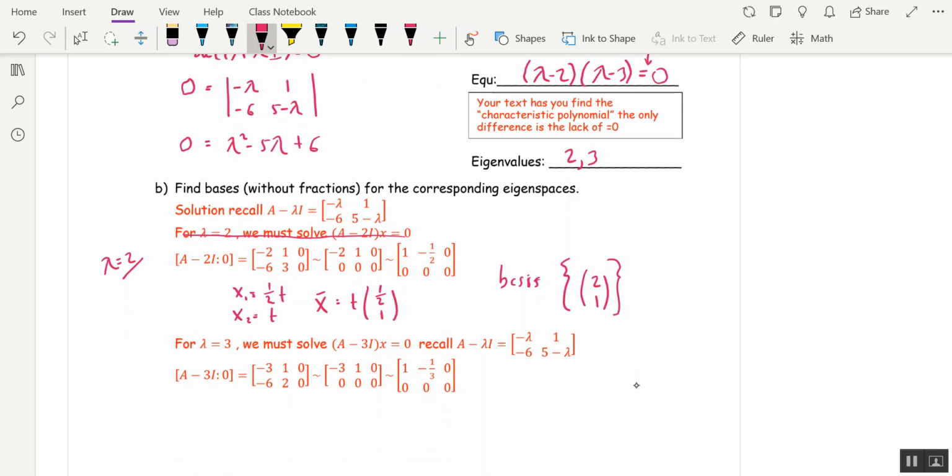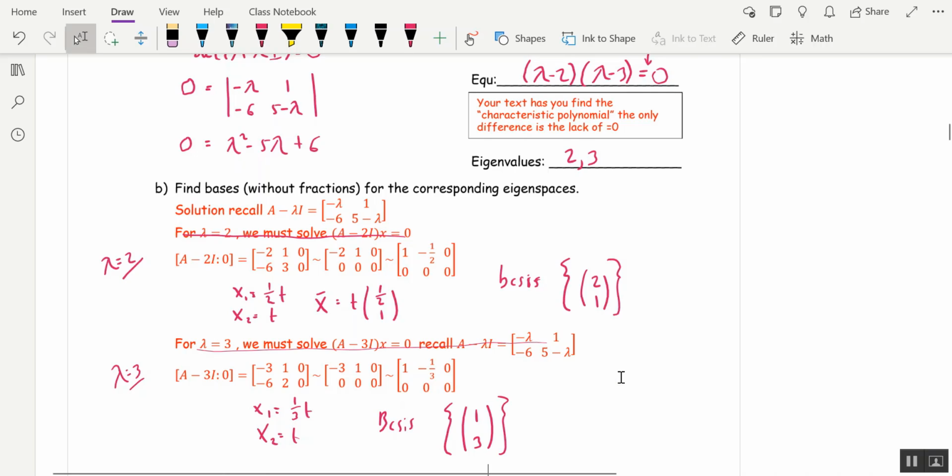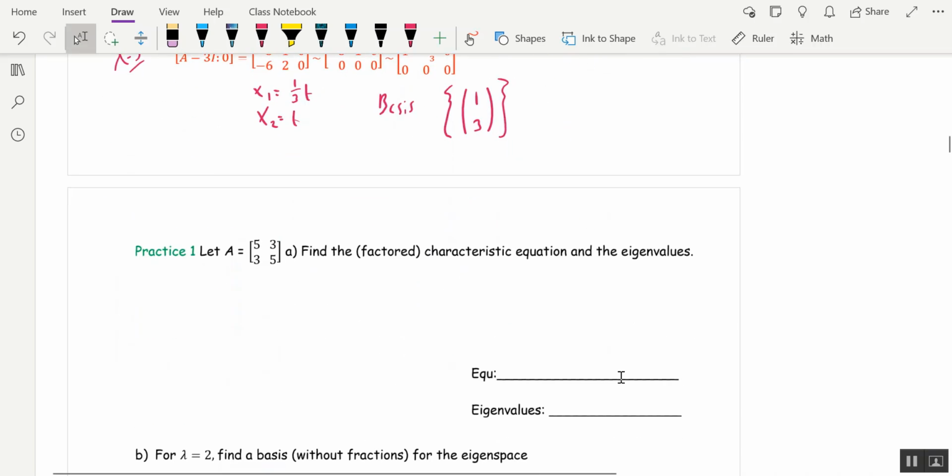Okay, now lambda equals 3. You could skip this first. If you're writing down your solution, you can skip all that. Just write lambda equals 3. I'm going to reduce A minus 3I augmented with 0, which I went ahead and did. x2 is t. x1 is 1/3 t. So a basis without fractions, if I take t equal to 3, I get (1, 3). Bam, I'm done.